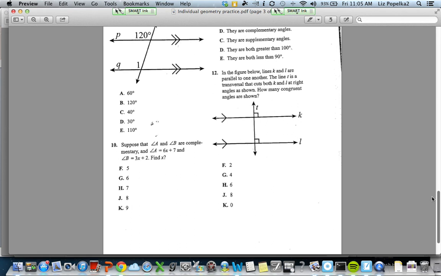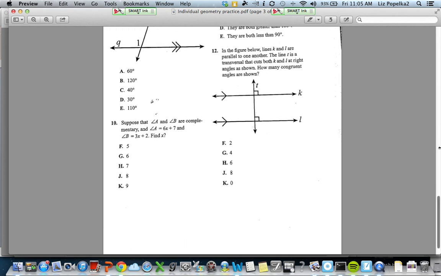Last one. These lines are parallel to one another again, and they're cut by a transversal. So it says how many congruent angles are shown. So this little box right here, you might recall, tells you that this angle is 90 degrees.